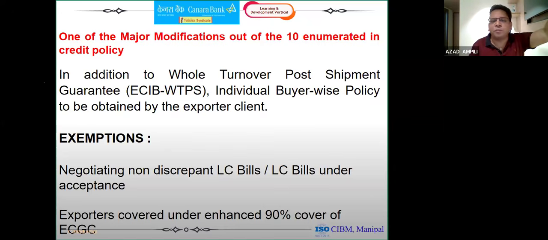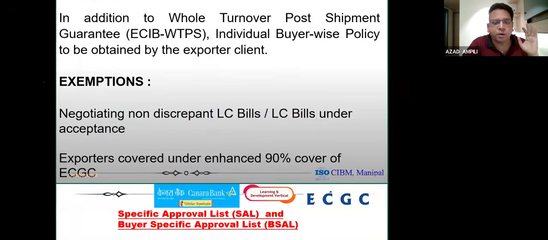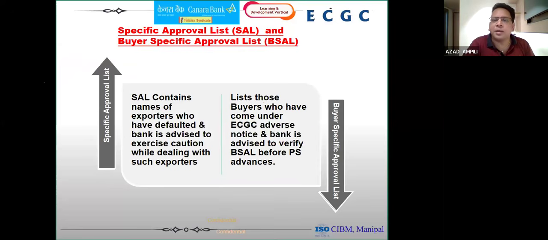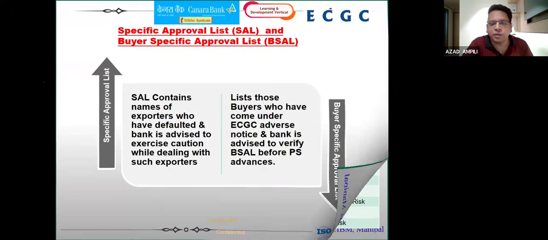We don't want buyer-wise policy. We are dealing with this buyer since long. We don't have any problem. We don't want any cover there. In such cases, exemptions RBI has given in this latest credit policy. What are the exemptions? If at all you are negotiating with non-discrepant LC bills or LC bills under acceptance, in such case, not only that, exporters covered under enhanced 90% cover of ECGC. For manufacturing units, they are giving 90% cover as per latest policy. So for these people, you don't need to take any buyer-wise policy, they're saying. So not only this, ECGC will give SAL, specific approval list, and buyer SAL also they will give.